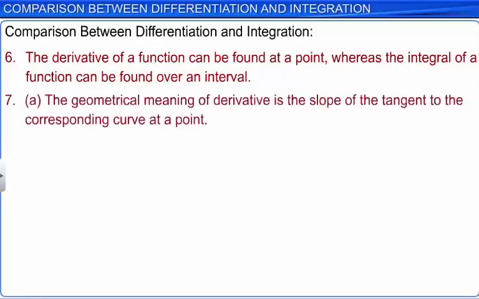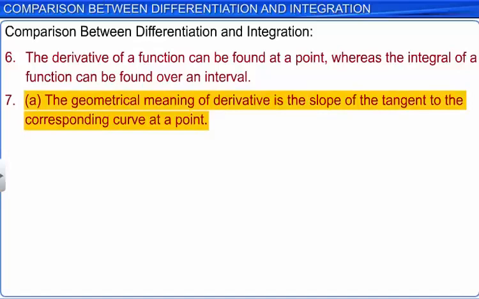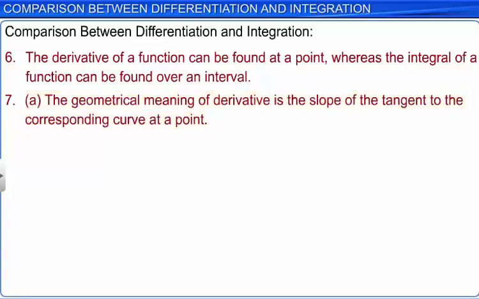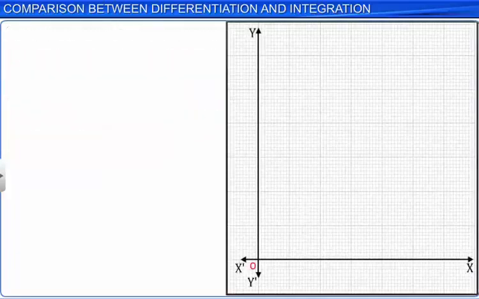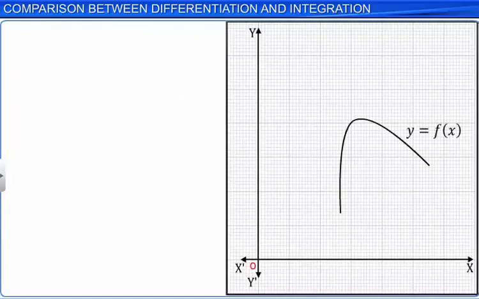The geometrical meaning of the derivative of a function is the slope of the tangent corresponding to the curve at a point. That is, for the curve y is equal to f of x, the tangent at P can be obtained by finding the derivative of the function at P.